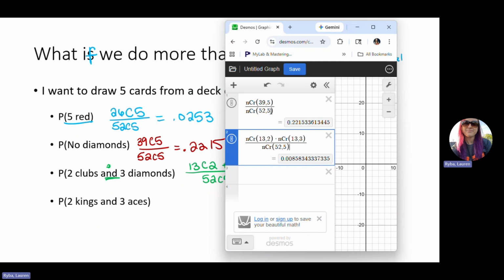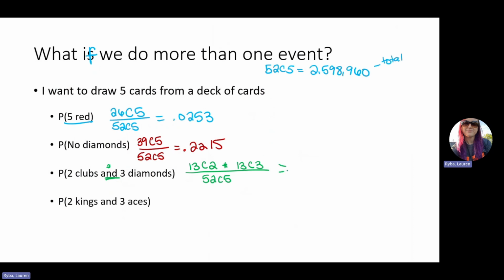Now, you should always have the second value, so here, 5 and 5, those should match. So if you have more than 1, 2, and 3, make a total of 5, 5 out of 5. So I know I'm at least getting the same amount, that I've set it up correctly. This one is 0.008. It's going to round to a 6. The 8 after the 5 rounds the 5 to a 6. So 0.0086. So less than a 1% chance that I would get 2 clubs and 3 diamonds.